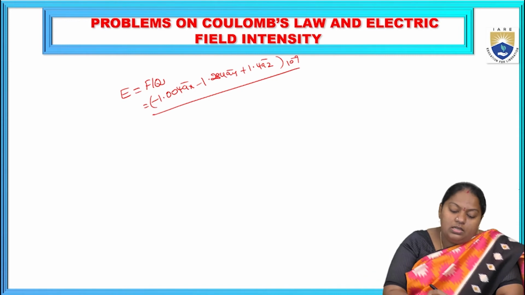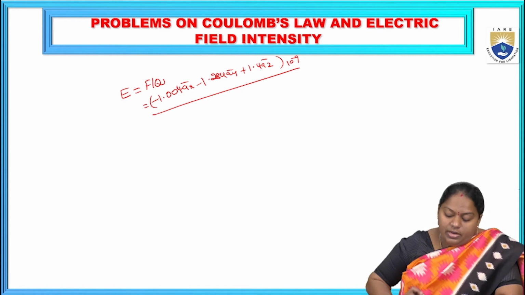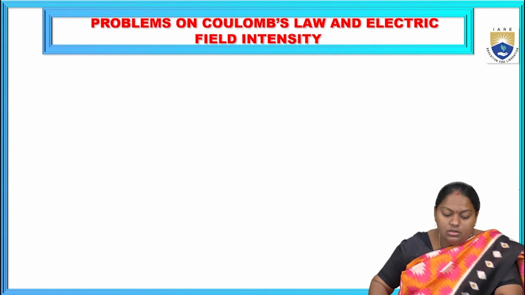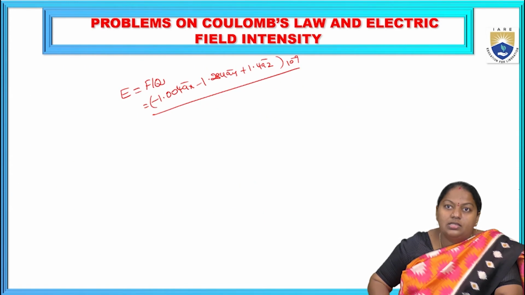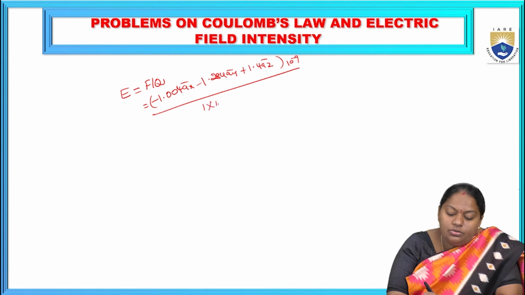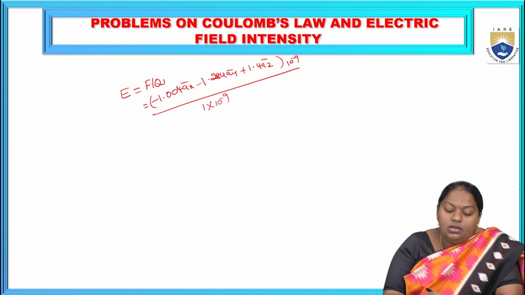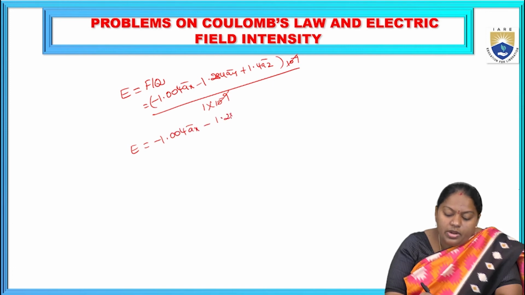So from that, the Q value is given in the electric force equation. Q is obtained as 1 nanocoulomb, 1 into 10 power minus 9. So this 10 power minus 9 and this 10 power minus 9 get cancelled. Then E equals minus 1.004 ax minus 1.284 ay plus 1.4 az volts per meter.